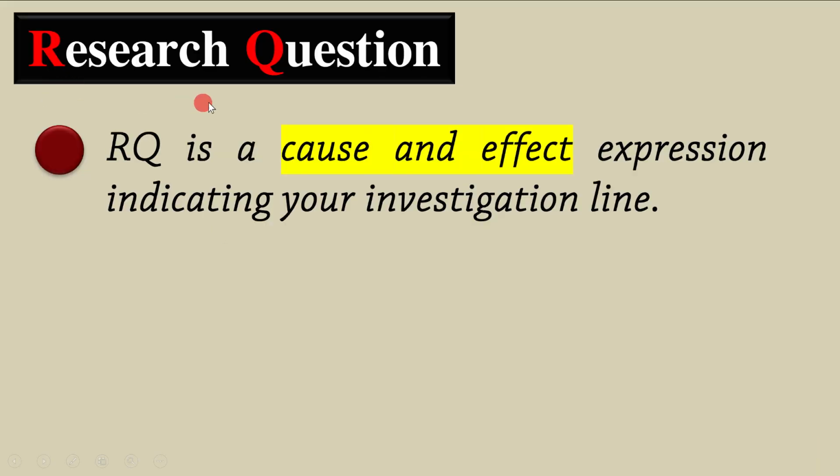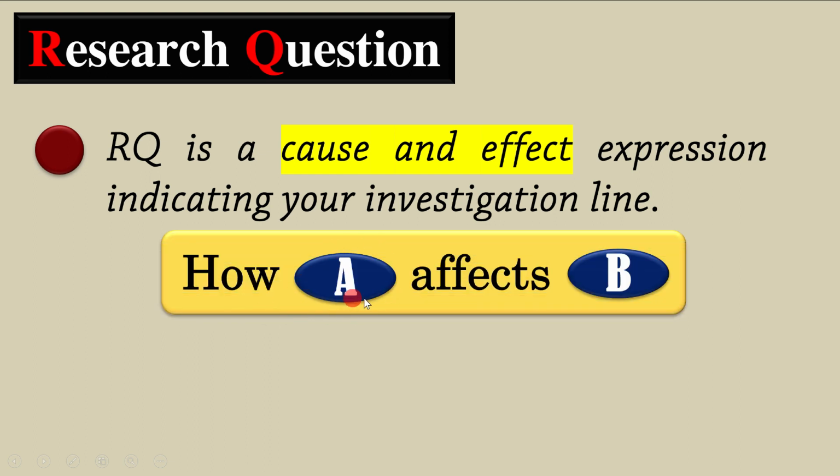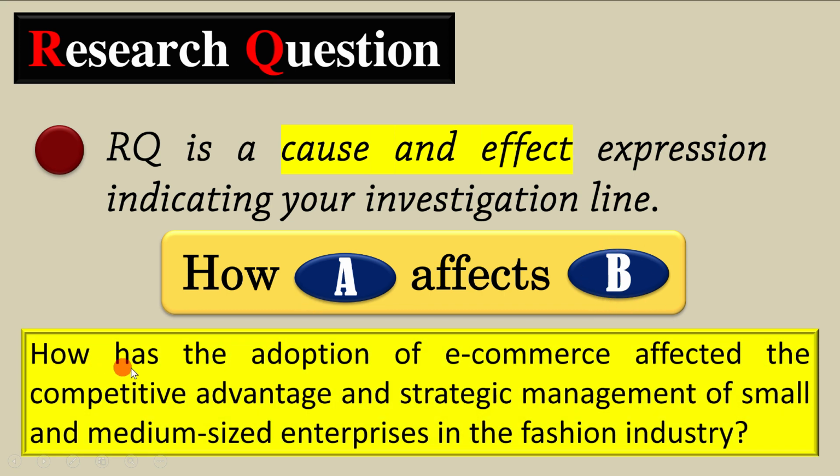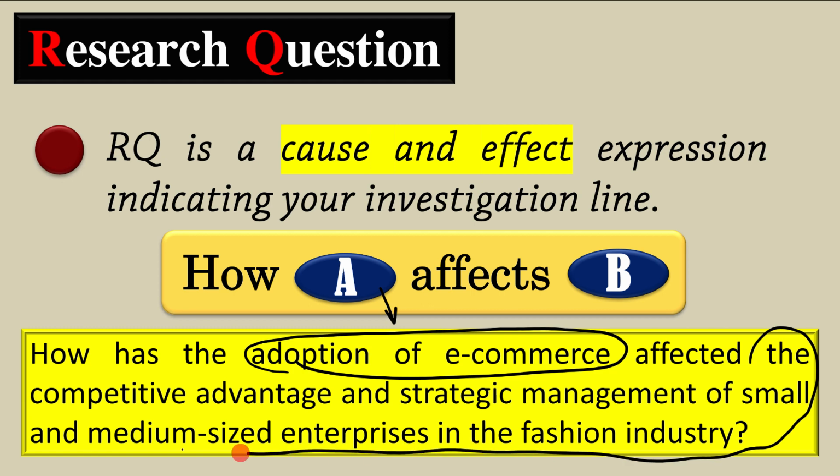Let's continue with research question. Research question is a cause and effect expression indicating your investigation line. It's mostly in the form of how A affects B or how B is affected by A. For instance, how has the adoption of e-commerce affected the competitive advantage and strategic management of small and medium-sized enterprises in the fashion industry? Here you see adoption of e-commerce is A, is the cause, and the remainder of this part could be the effect.